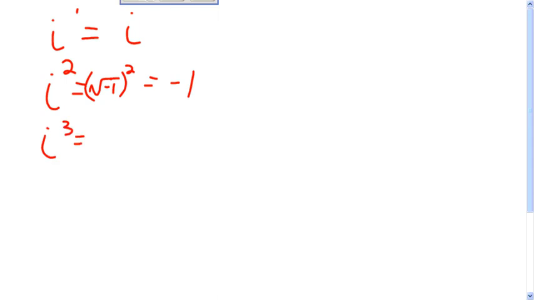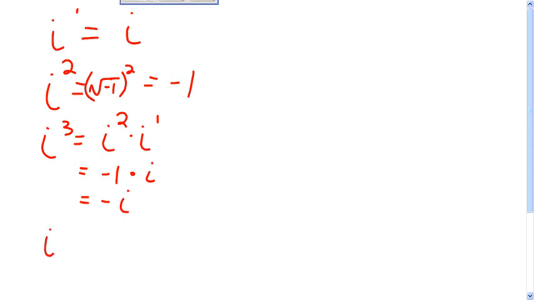Okay, to figure out i cubed, that's the same thing as i squared times i to the first. If you remember exponent properties, when bases are the same, you add your exponents. That gives you 3. Well, you know i squared is negative 1 times i to the first, which is just i. So i cubed actually simplifies to negative i.